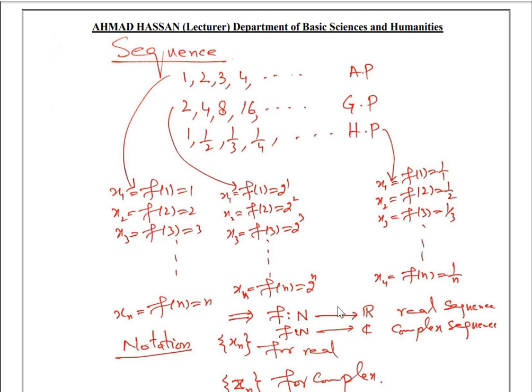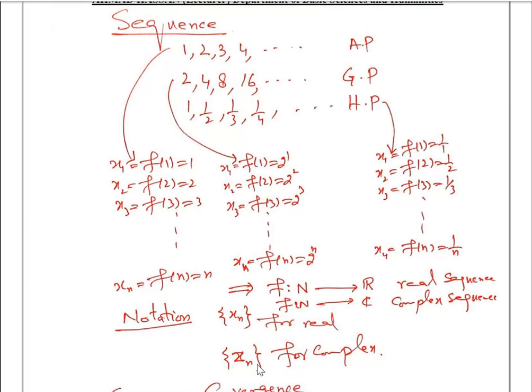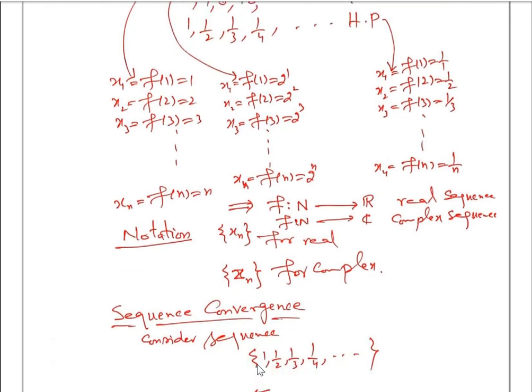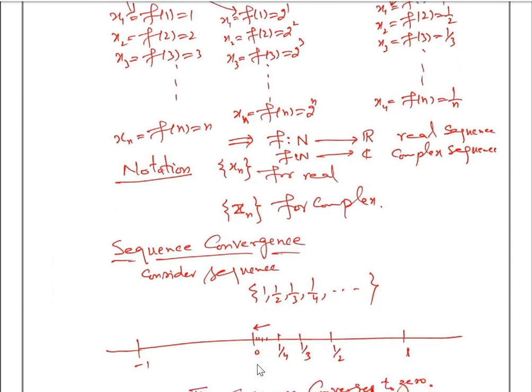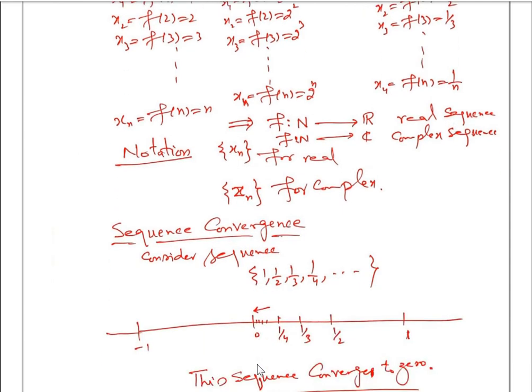If the range of the function is real numbers, then we say that the sequence is a real sequence. If the range is complex numbers, then we say that this is a complex sequence. Generally it is denoted by xn for real numbers, and zn for a complex sequence. We now discuss convergence of a sequence. For this we consider an example.